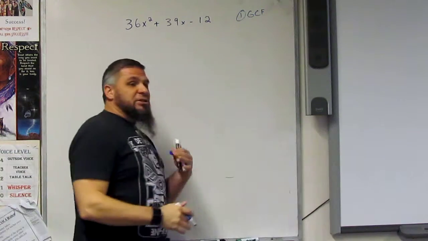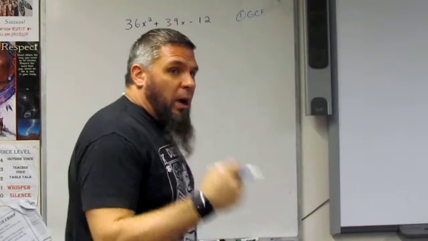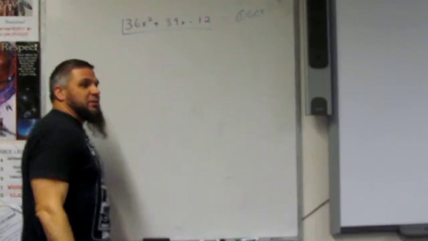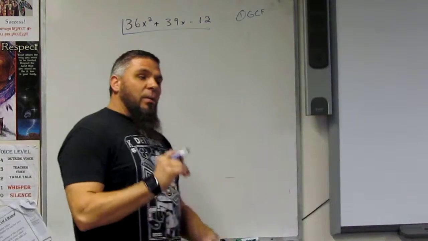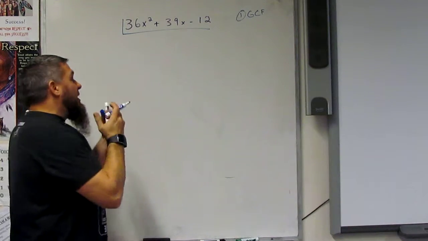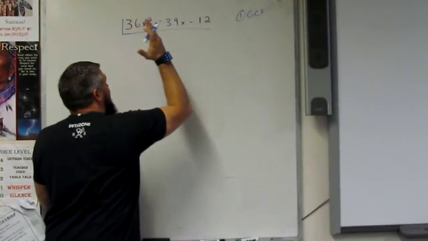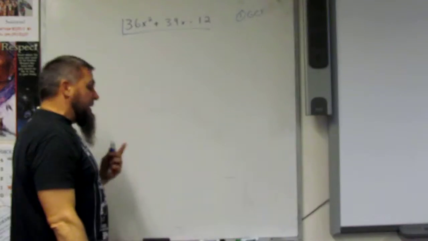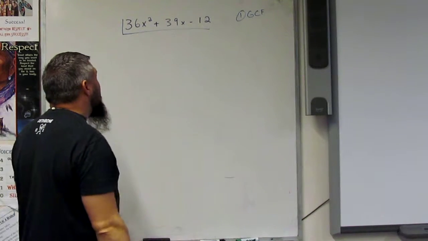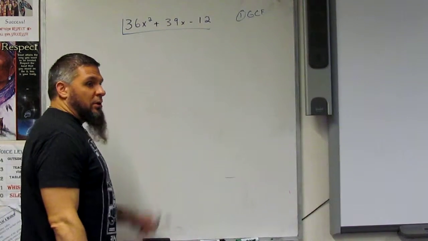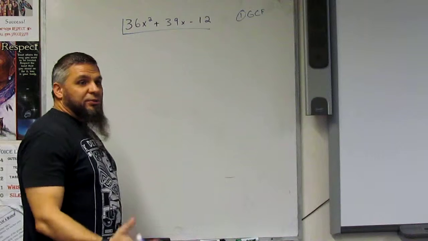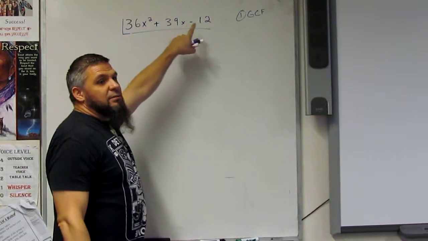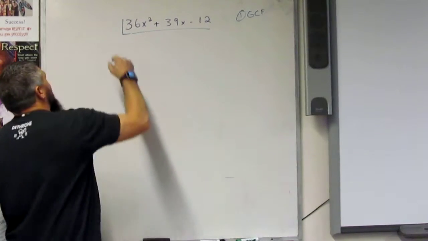GCF, the greatest common factor. What goes into everything? So I want to do what's called upside down division. Okay? And I want to figure out what goes into 36, 39, and 12. 1, I definitely 1 does. Does 2? They're not all even, are they? Does 3? 3 goes into 36, it goes into 39, and 12. So 3, just put it to the side.